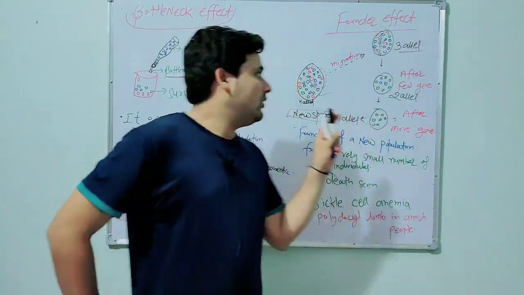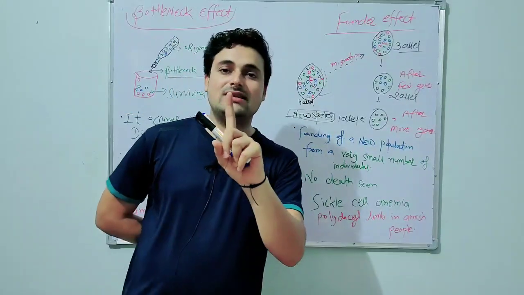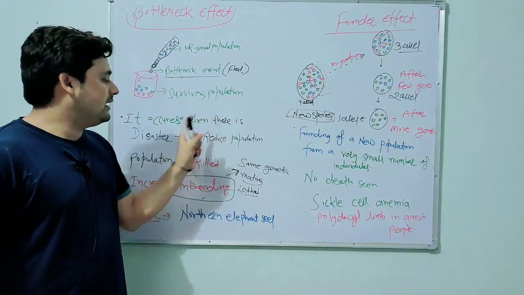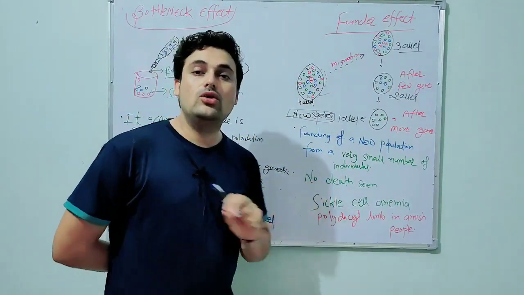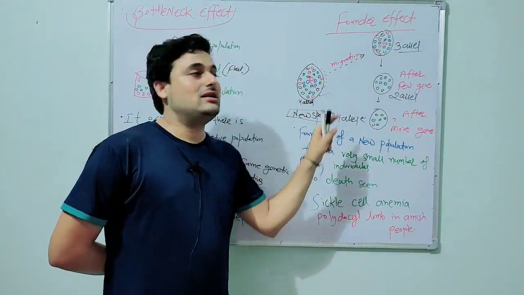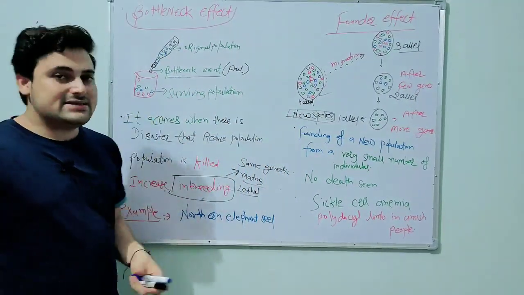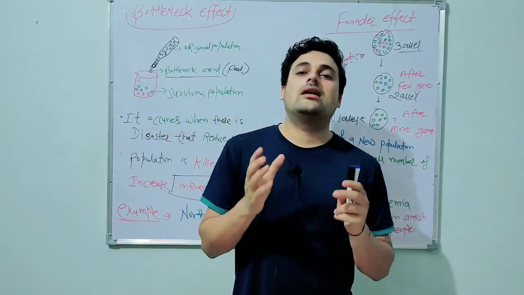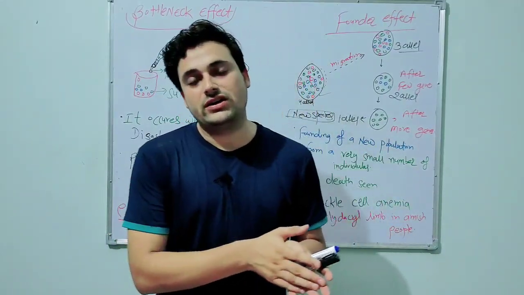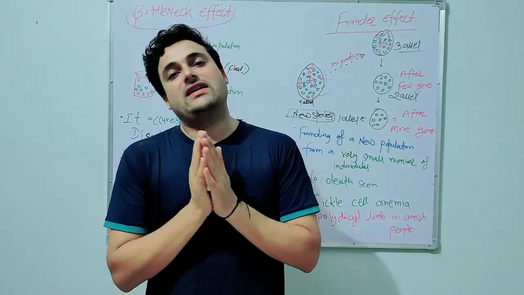One differentiation is that the bottleneck effect has a death process, while in the founder effect, no death can be seen in this process. Now you can see the basic differentiation between these effects. These are the results of genetic drift. First one is bottleneck, second one is founder.